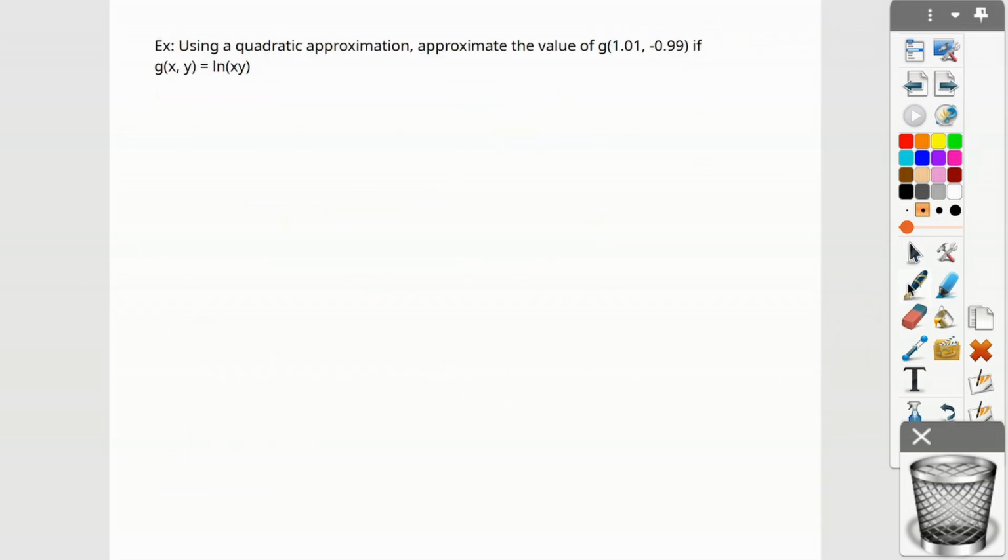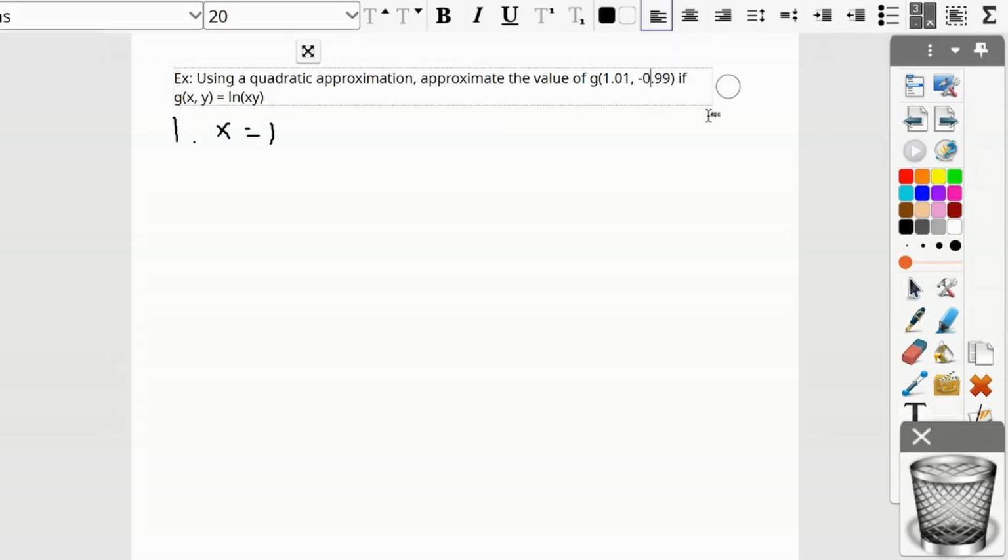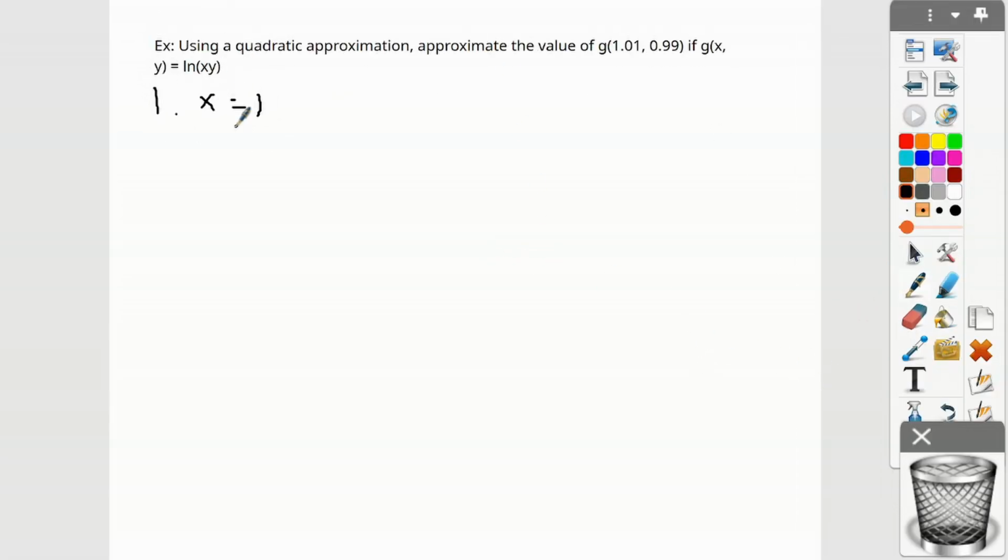So using a quadratic approximation, approximate the value of this given that g of x, y is this. So first, let's find values that are close to 1.01 and 0.99. That's very easy. X equals 1. Actually, I'm going to switch this. This becomes positive 0.99 because negative 0.99 doesn't exist. X equals 1, y equals 1. Simple. 2. Let's find g of 1, 1. Natural log of 1 is 0, so g of 1, 1 is 0.